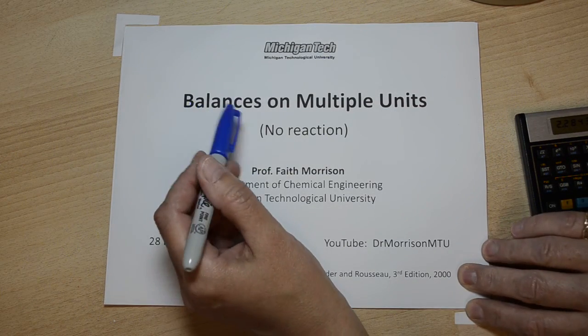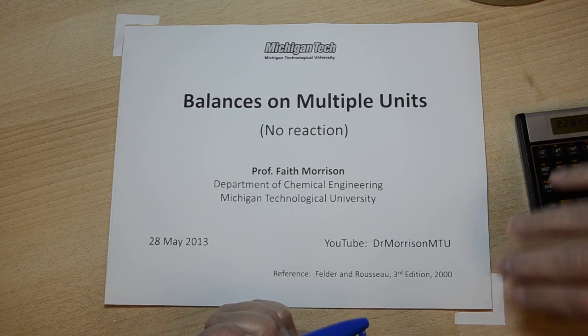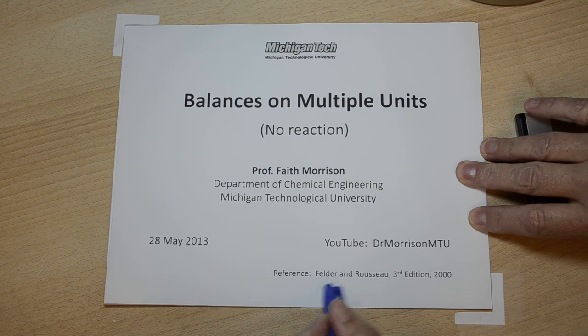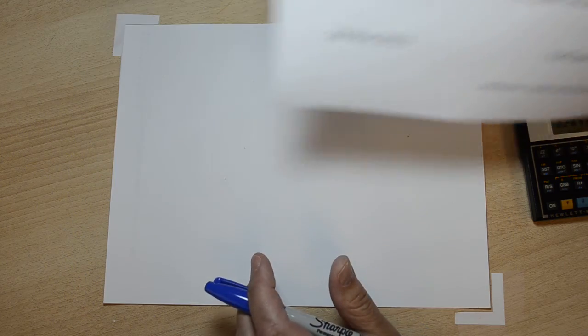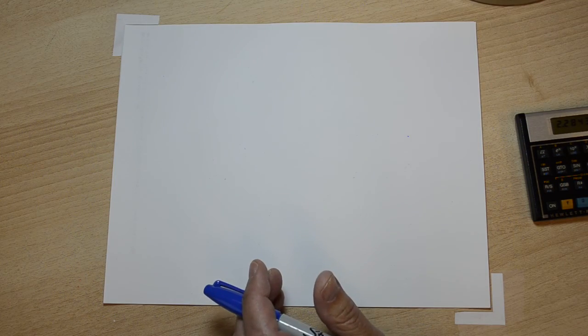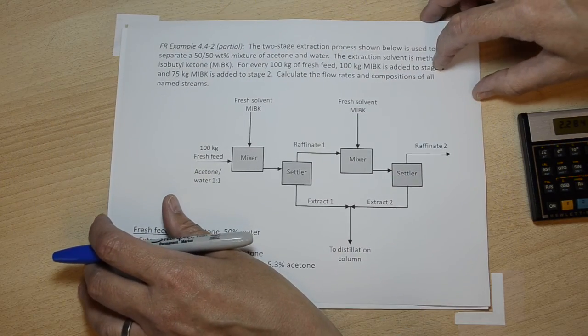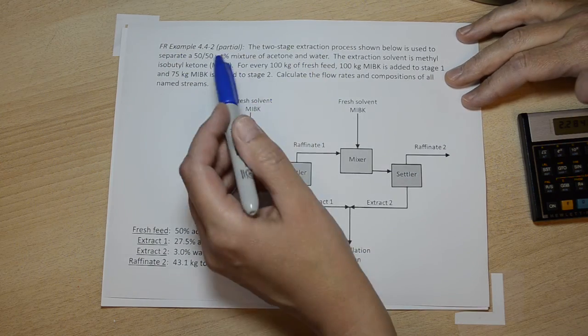I've been asked to do a problem on mass balances on multiple units, and that's the topic of this video. I'm going to do a problem from Felder and Rousseau, one that is solved there as an example. And this is a complex problem of a two-stage extraction process. So this is the problem.